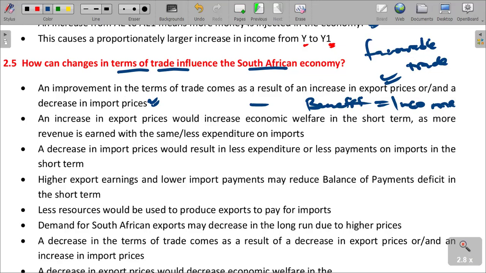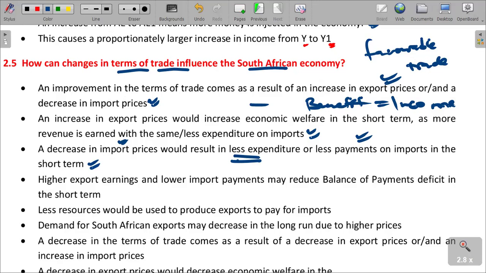So an increase in export prices would increase economic welfare in the short term, as more revenue is earned with the same or less expenditure on imports. It actually increases the economic welfare, because in the short term we have got more revenue that is earned, and a decrease in import prices would result in less expenditure, or less payments on imports in the short term.